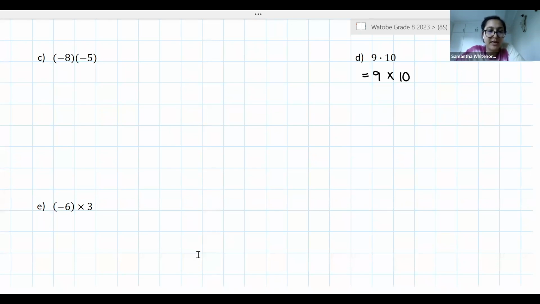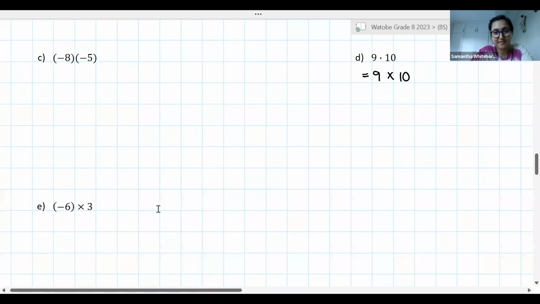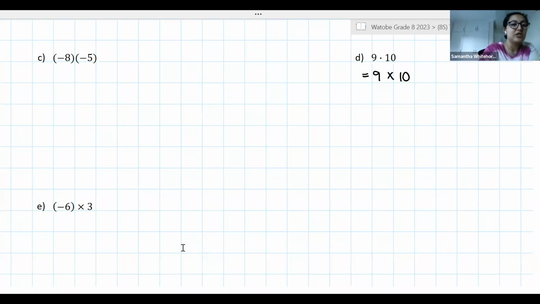Would you like to do C for us? There should be a pop-up to unmute yourself. There we go. -8 multiplied by -5 is equal to +40. Perfect. So guys, remember, a negative times a negative is a positive. And so our answer here is +40. Excellent. Well done.